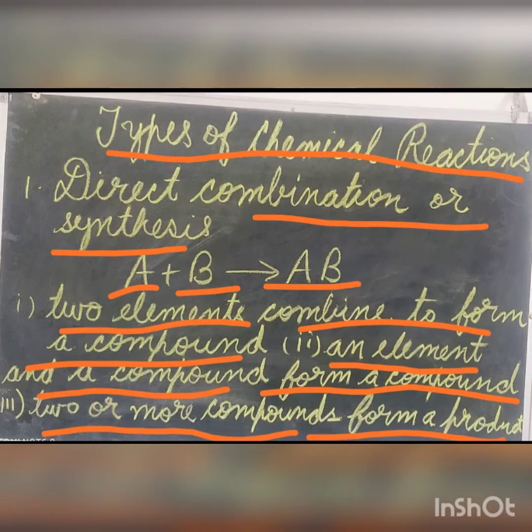The reaction of photosynthesis is also a combination reaction in which small molecules of carbon dioxide and water, both of them are compounds, are used to make glucose. 6CO2 plus 6H2O in presence of sunlight and chlorophyll form C6H12O6 plus 6O2. How can we do simple experiments to show the direct combination reactions?